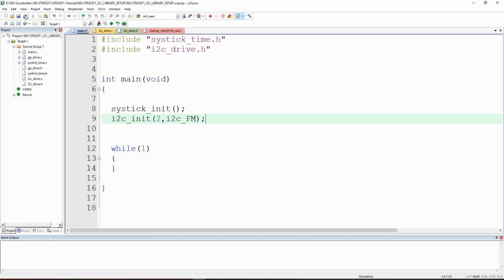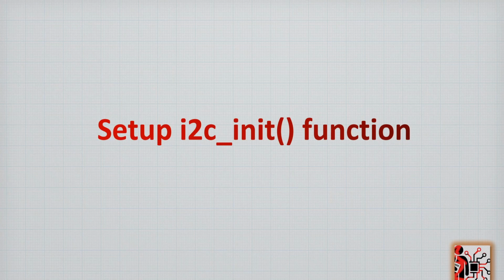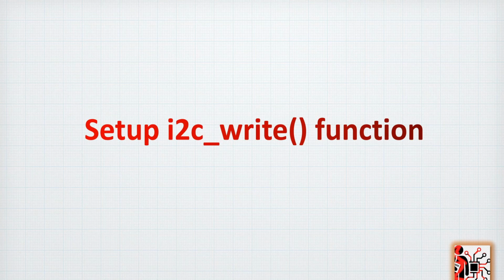Okay, so let's save and build. No error, no warning, perfect. So we finish this function. Now that we finished the initialization function, we can jump to start our I2C write function.